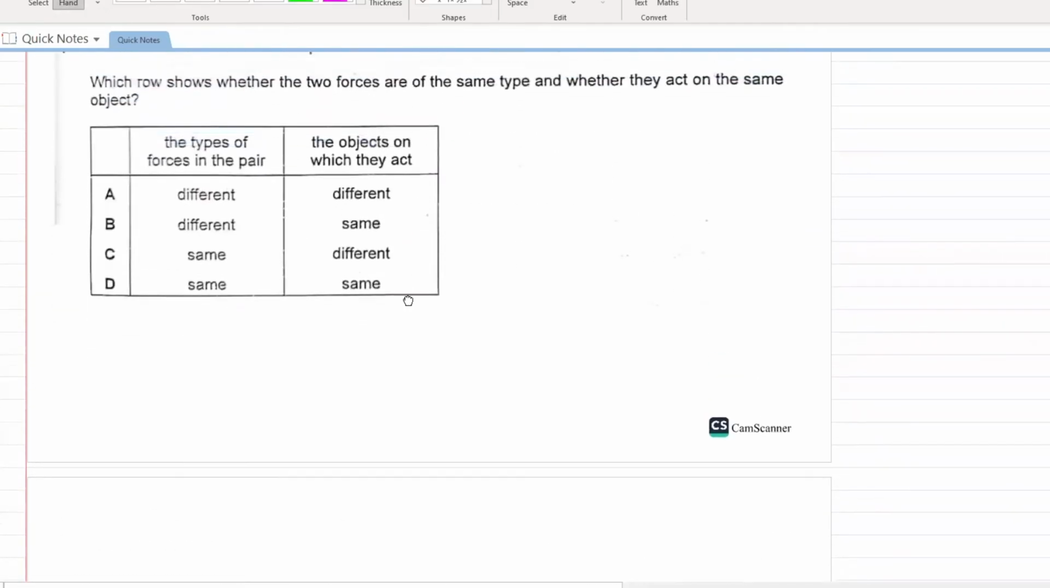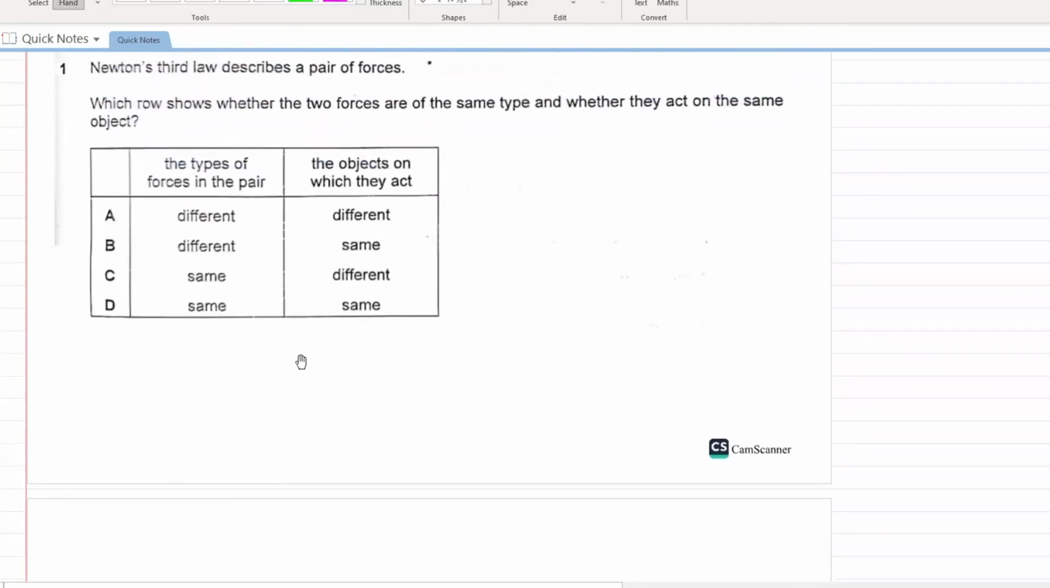Let's move ahead. Newton's third law describes a pair of forces. Which row shows whether the two forces are of the same type and whether they act on the same object.